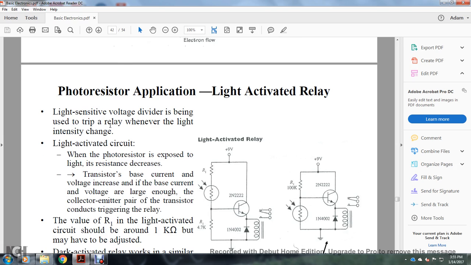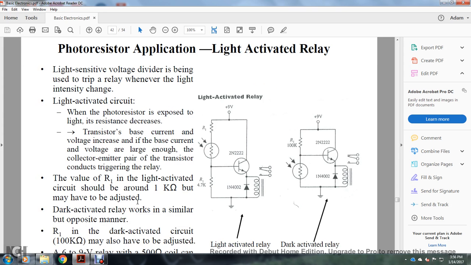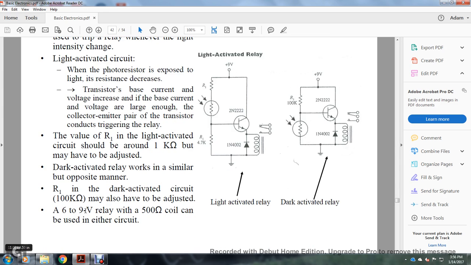In the light activated circuit, when the photoresistor is exposed to light, its resistance decreases. The voltage at the transistor base increases, increasing the base current, with the voltage large enough that the collector-emitter pair of the transistor conducts, triggering the relay. The value of R1 in the light activated circuit should be around 1 kilo ohm, but may be adjusted. A dark activated relay works in a similar but opposite manner.